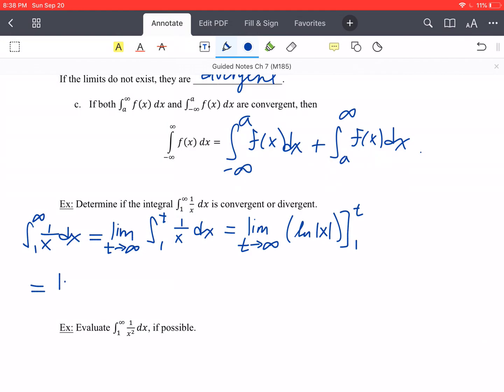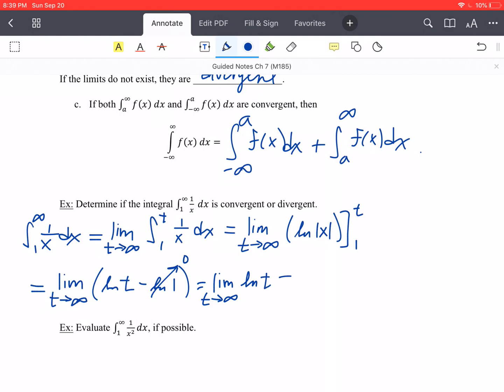So then do the evaluation. Again, we haven't taken the limit yet, so the limit's still here. We get ln of t minus ln of 1. Ln of 1 we know is 0. So this is the limit as t approaches infinity of ln of t.